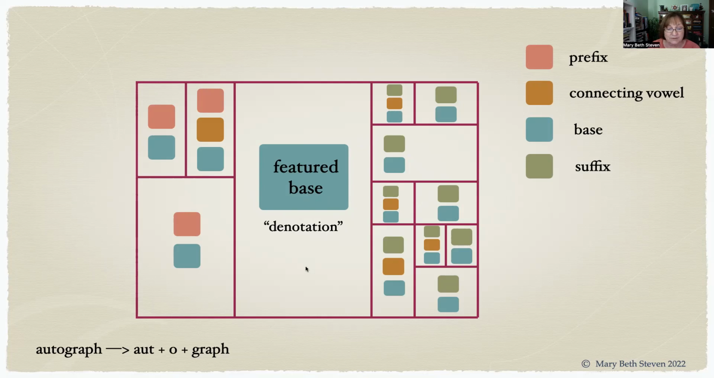Another way I might use a connecting vowel is to connect a base to a suffix. So in the word racial, my featured base is RACE. My connecting vowel is I, so maybe it's way up here. And then I have a suffix following that. So that would be in the green box, the AL suffix. So yeah, a connecting vowel can connect two bases. It can connect a base to a suffix. And there's one more way we can use one: to connect two suffixes.